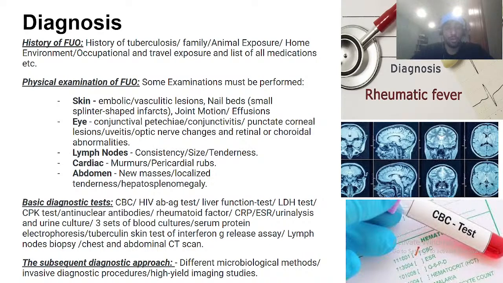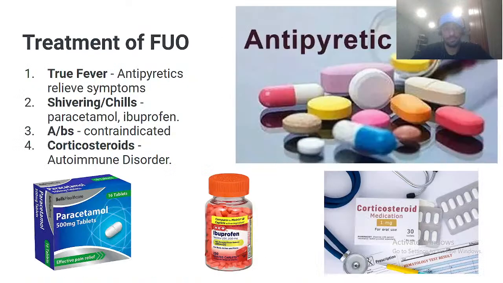Also, we have to look at the amount of protein by doing serum protein electrophoresis, and we have to look also at tuberculin skin tests or interferon gamma release assay, and we have to do a lymph node biopsy, and also we have to see the chest and abdominal CT scan. And then we have the last one, which is the subsequent diagnostic approach, and this is what physicians do by using different microbiological methods, and also they use invasive diagnostic procedures and high-yield imaging studies.